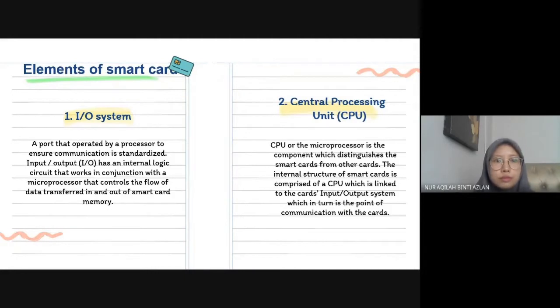First is I/O system. In order to communicate with other computer or untuk kita dapatkan data daripada sebuah smart card tu, jadi I/O system ni merupakan port that operated by a processor to ensure communication is standardized. Input or output has an internal logic circuit that works in conjunction with a microprocessor that control the flow of data transfer in and out of the smart card memory.